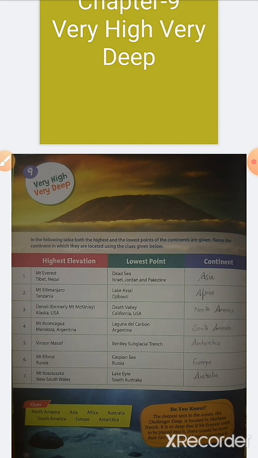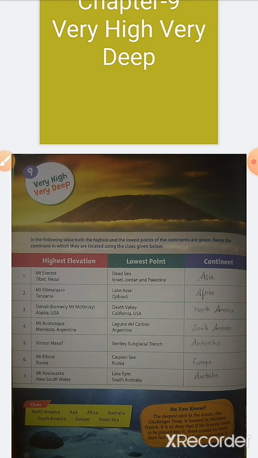And Lake Assal. Lake Assal is a crater lake in the Danakil Desert in central Djibouti, more than 150 meters below sea level. And it is the lowest point for Africa continent. So, for Africa continent, Mount Kilimanjaro is the highest elevation and Lake Assal is the lowest point. Okay. Number 3.